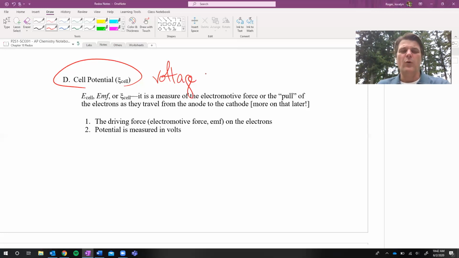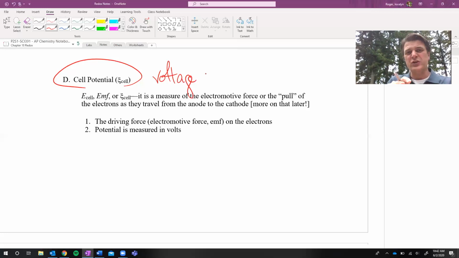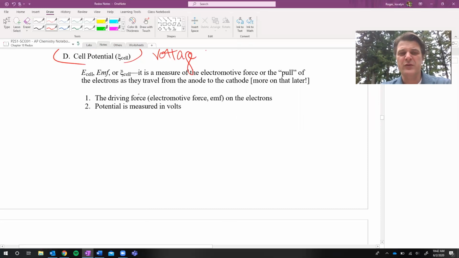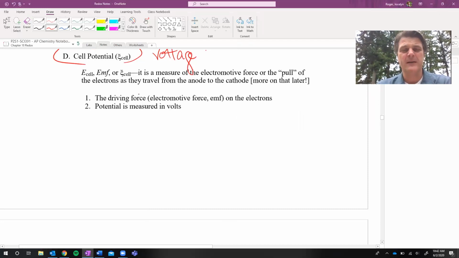So what we're talking about here is the voltage, which is the pressure. This is referred to as the electromotive force, or EMF, and it is measured in volts.